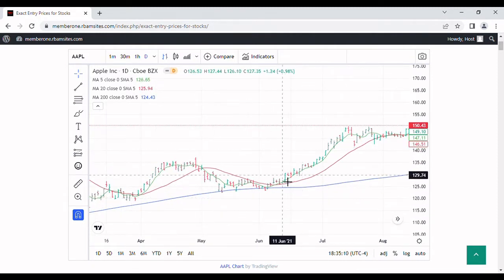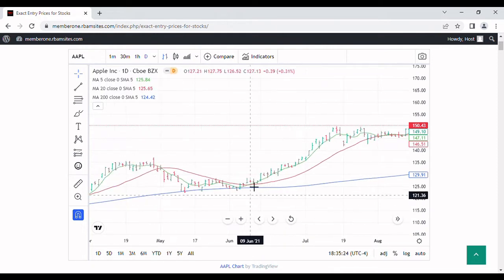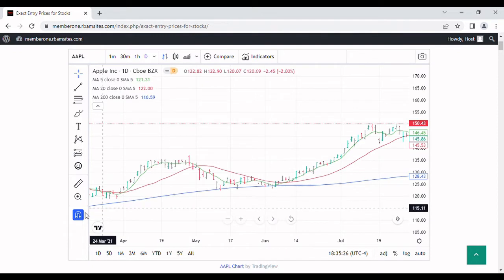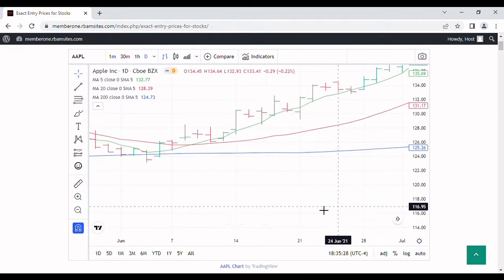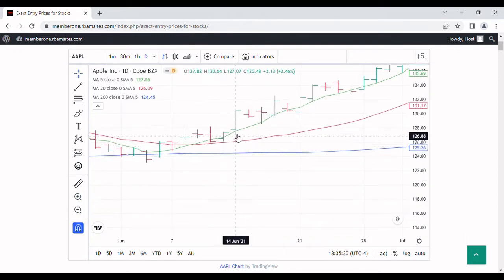So if we looked right here at the beginning of the crossover, it was below. Now it's above the red line, the 20-day moving average. And we simply said, okay, well, what about the 5-day moving average? Oh, look, the 5-day moving average is above it too. And so is price. So price is above the 5-day moving average, and the 5-day moving average is above the 20. So everything is above. Green is above red, price is above green.